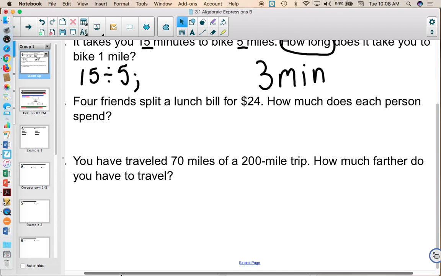All right, so let's take a look here at number 4. 4 friends split a lunch bill for $24. How much does each person spend? Josie, will you popcorn to somebody and let somebody go up and do our underlining and stuff? Somebody that's not been at the board. So what are you going to underline? Just go ahead and do it. Do what you think. Hey, good job. Now, what do you circle?